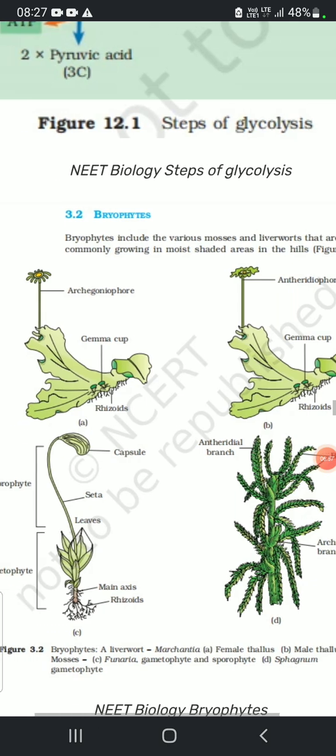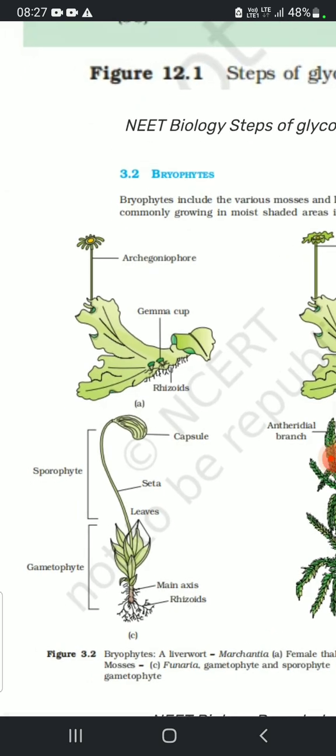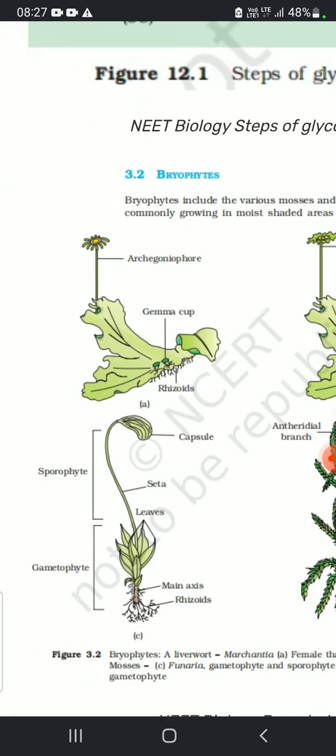Next we have the mosses. Moss example is Funaria. So the first diagram is given of Funaria. You can see the gametophyte and the sporophyte. The gametophyte structure here is rhizoid. Here you can see the rhizoid and main axis, then leaves, then seta, and then capsule.